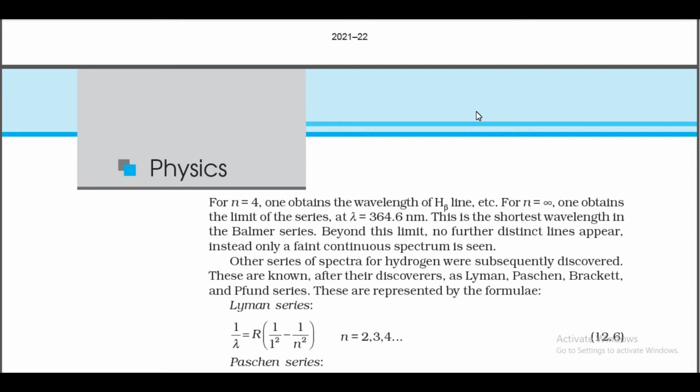Beyond this limit, no further distinct lines appear. Instead, only a faint continuous spectrum is seen. Other series of spectra for hydrogen were subsequently discovered. These are known after their discoverers as Lyman, Paschen, Brackett and Pfund series.